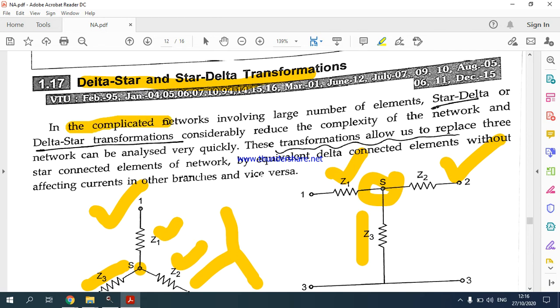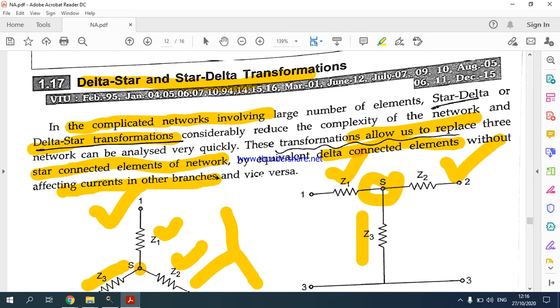In a complicated network involving a large number of elements, star to delta or delta to star conversions or transformations are very necessary. These transformations allow us to replace three star connected elements of a network by delta connected elements without affecting the rest of the circuit. Means you can convert star to delta or delta to star without affecting the other part of the circuit.